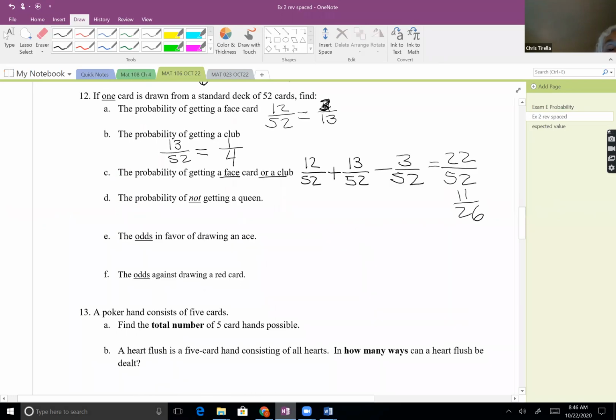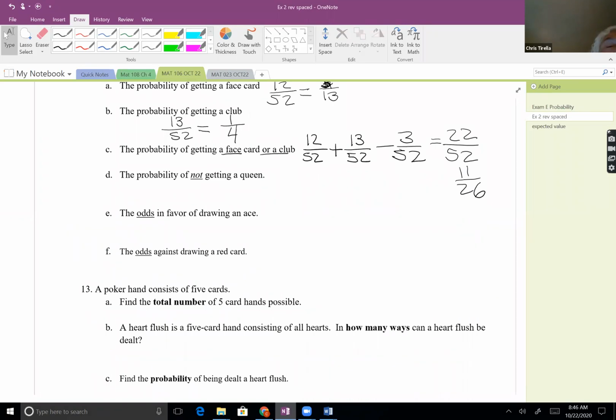When I see that word not, I italicized it on the pencil and paper test. Words like that are not italicized in my lab, but those are keywords to look for. Probability of something not happening is 1 minus the probability that it does happen.